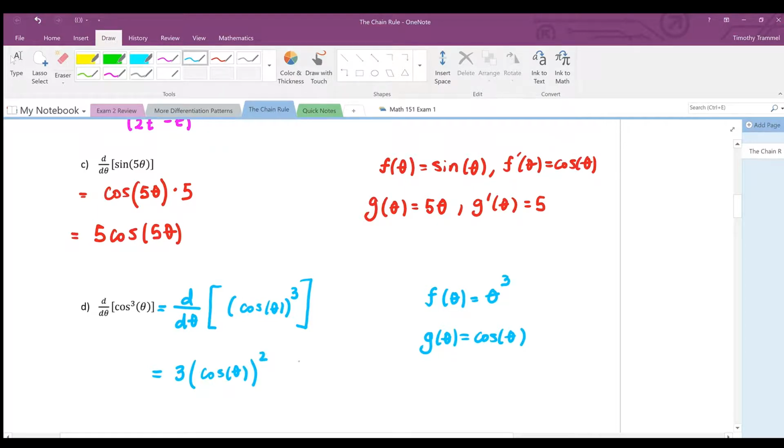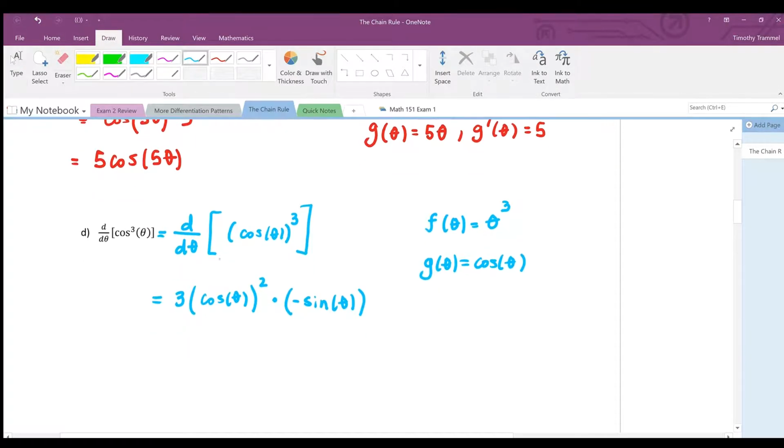So it essentially looks like we've just applied the power rule. And now we want to multiply by the derivative of that inside function. The derivative of cosine of theta is minus sine of theta. There's not a whole lot more we can do with this. This negative, I'll bring out front, and that's really about all I'll do.